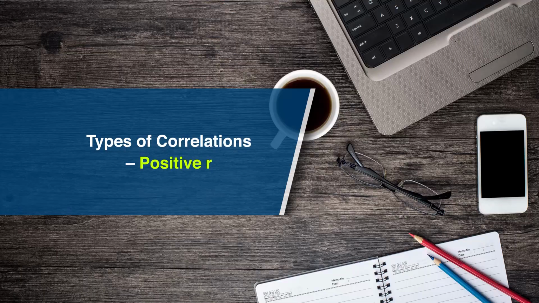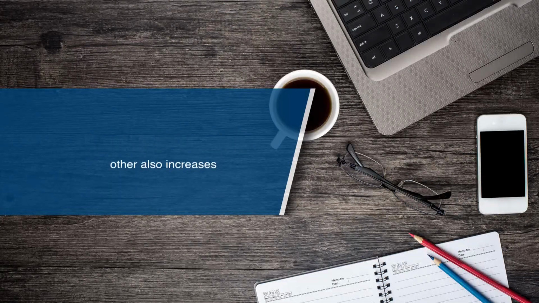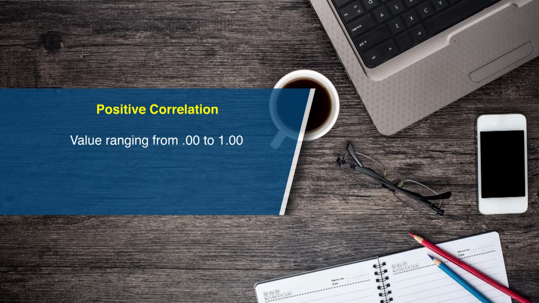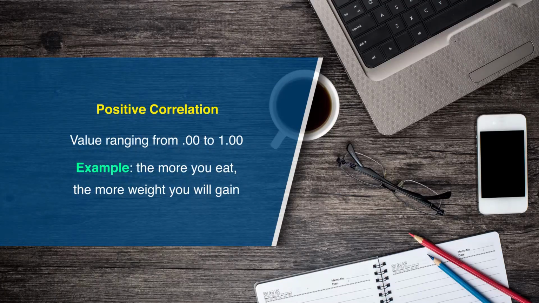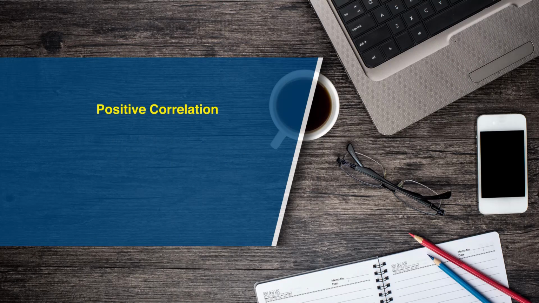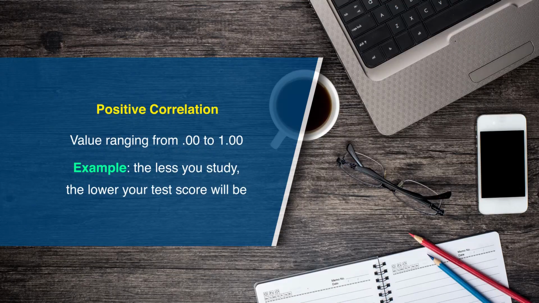The type of correlation could be either positive or negative. When one variable increases, the other also increases; that is positive correlation, with values ranging from 0.0 to 1. The more you eat, the more weight you will gain. This is one way of correlating things. The correlation is again called positive when one variable decreases and the other also decreases. It is considered a positive correlation, with values ranging from 0.0 to 1, and an example is: the less you study, the lower your test score will be. So these are examples by which we can say there is a positive type of correlation.